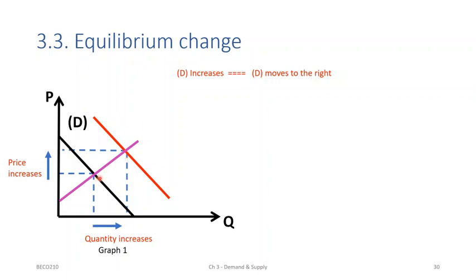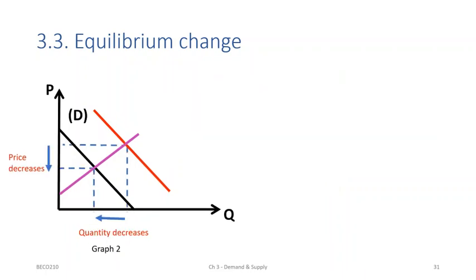What happens to equilibrium here? When we say what happens to equilibrium, we mean what happens to the price at equilibrium and the quantity at equilibrium. As we see here, the quantity at equilibrium increases, the price at equilibrium also increases. So the change in equilibrium is that the price and the quantity have increased.